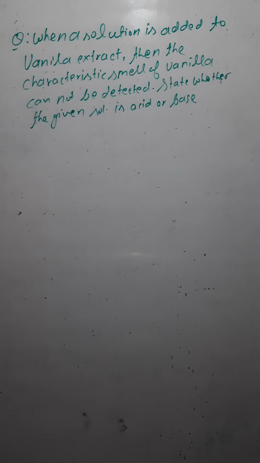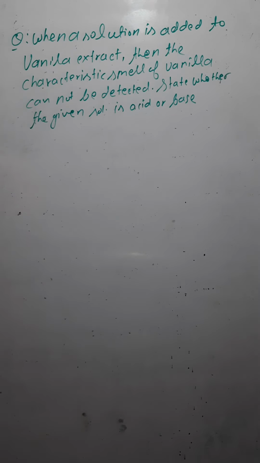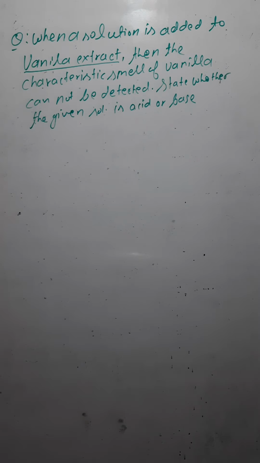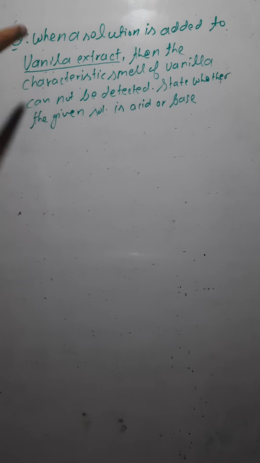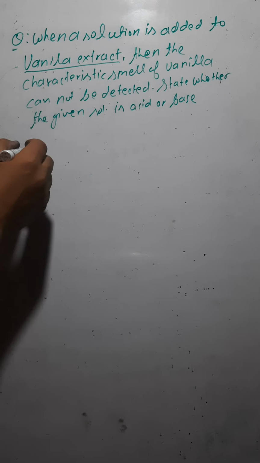Now here you have the next question. Question is, when a solution is added to vanilla extract, which is again an olfactory indicator. We have discussed two olfactory indicators there, onion extract and vanilla extract. So vanilla extract is also an olfactory indicator. You check by smell when it loses its smell in some solution.